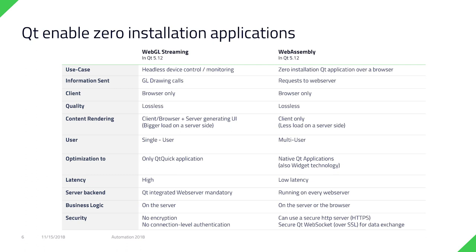Then about what you actually need to run a Qt app with each of these solutions on the server side. So for WebGL streaming, you don't need anything extra. There's an embedded server running inside the Qt application by the WebGL plugin. And that's all you can use, really. It's only the server embedded inside the plugin. While with Qt for WebAssembly, you can run any HTTP server that is on the market.